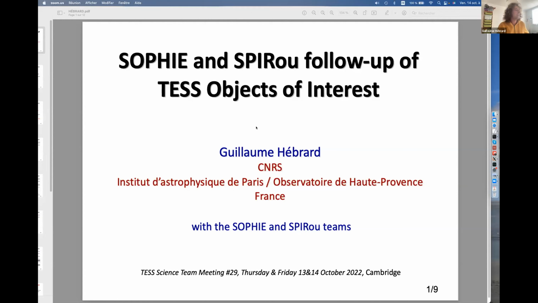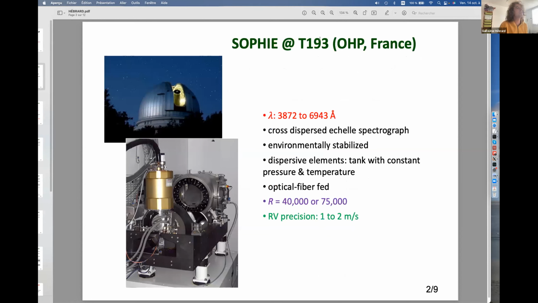Okay, so I'm talking about the SOPHIE and SPIRou follow-up. I'm talking from France, on behalf of the SOPHIE and SPIRou team. First, SOPHIE is on the 1.3 meter telescope, observing in optical with different resolutions and with an accuracy of about 1 to 2 meters per second.